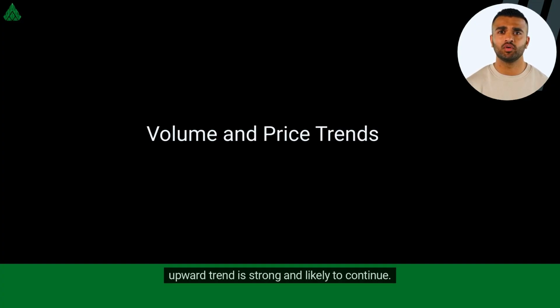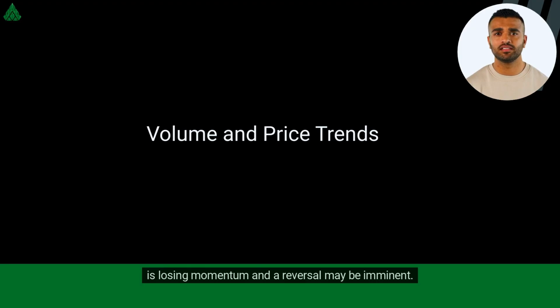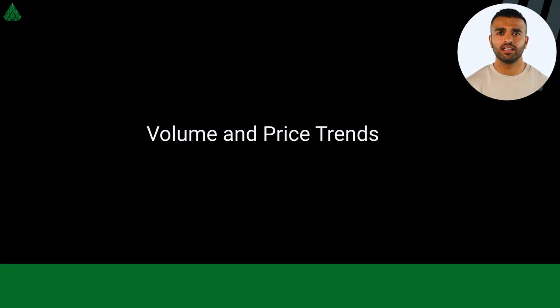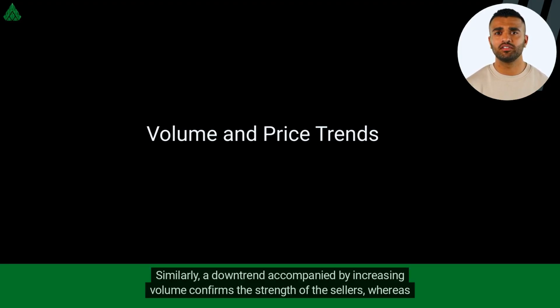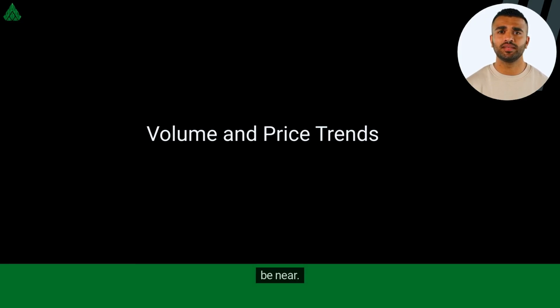In practical terms, if you notice a stock rising in price with increasing volume, it suggests that the upward trend is strong and likely to continue. On the other hand, if the price is rising but the volume is decreasing, it could indicate that the trend is losing momentum and a reversal may be imminent. Similarly, a downtrend accompanied by increasing volume confirms the strength of the sellers, whereas a downtrend with decreasing volume might suggest that the selling pressure is waning and a reversal could be near.